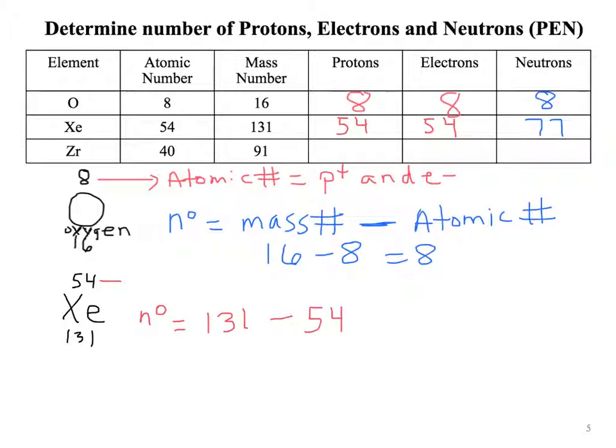77. And then the last one, if we do Zr, its atomic number is 40 and our mass number is 91. You know that the neutrons are going to be 91 minus 40, which is 51.